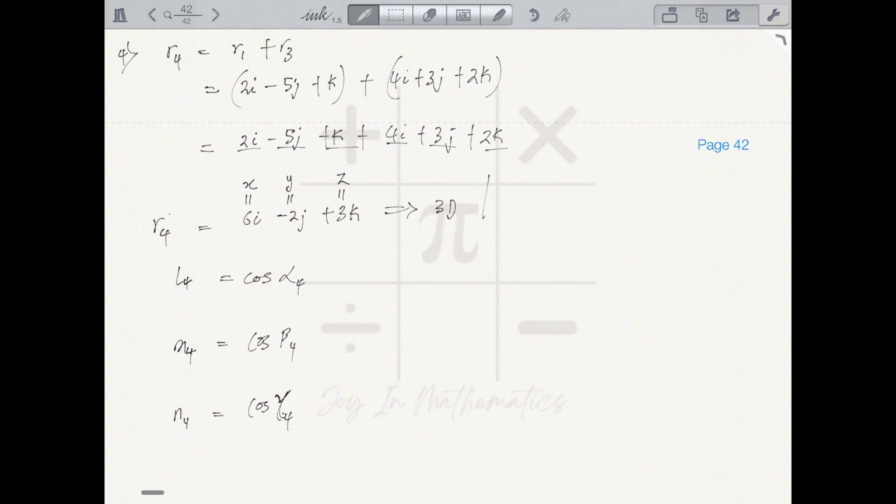So let's evaluate the modulus of R4. The modulus of R4 is equal to the square root of 6 squared plus minus 2 squared plus 3 squared. And this will give us 36 plus 4 plus 9, which gives us root 49, which is equal to 7.